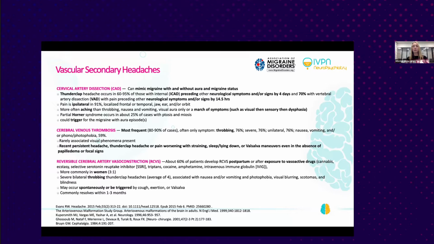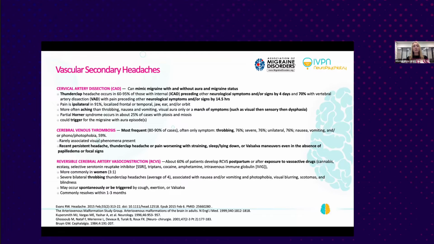But if aura is present, you are expected to have a march of symptoms, first visual, then sensory, and then motoric. That is particularly important, and it should raise awareness of a potential dissection in the vertebral artery. You're in luck if some of your patients have a partial Horner syndrome, because it will show up in 1/4 of all the people with carotid artery dissection. What's more, the dissection itself could just trigger another migraine attack.